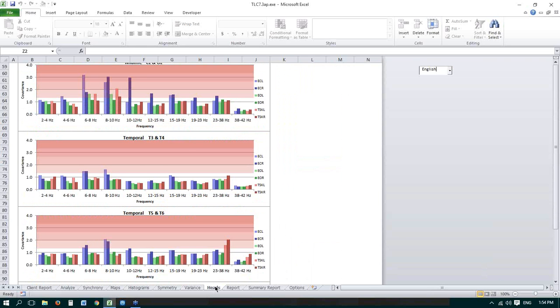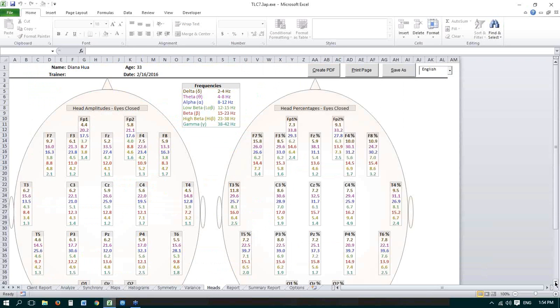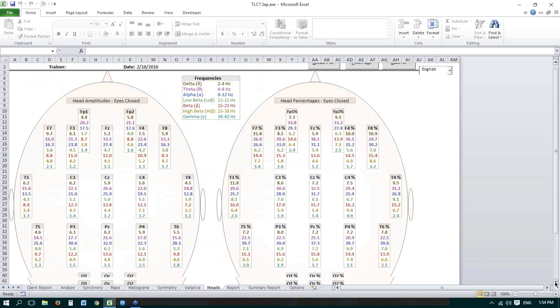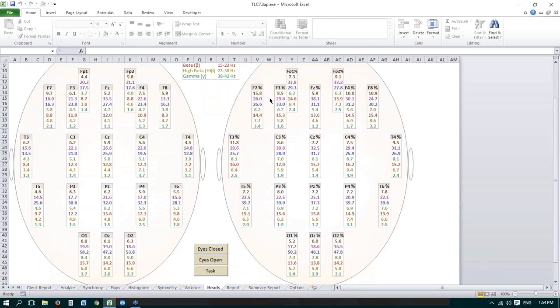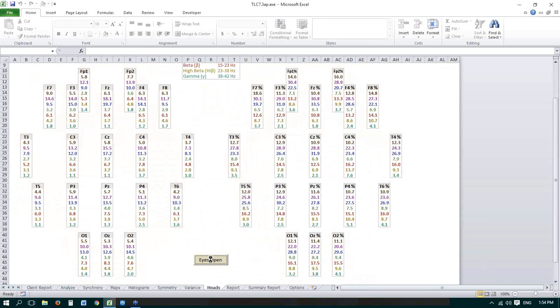The heads page allows us to look at the whole head, all of the sites that have data, with each of the frequencies, starting with delta going up to gamma, either amplitude or percent of total amplitude here, and you can switch to eyes open or task if you want to look at that.